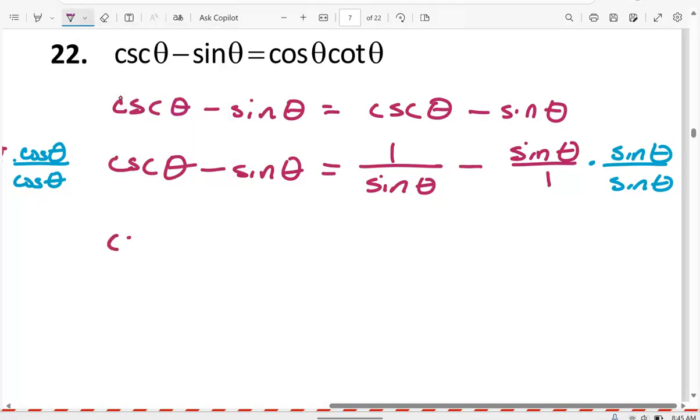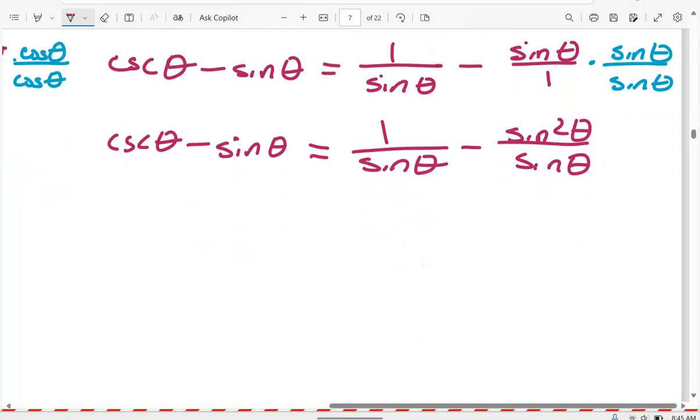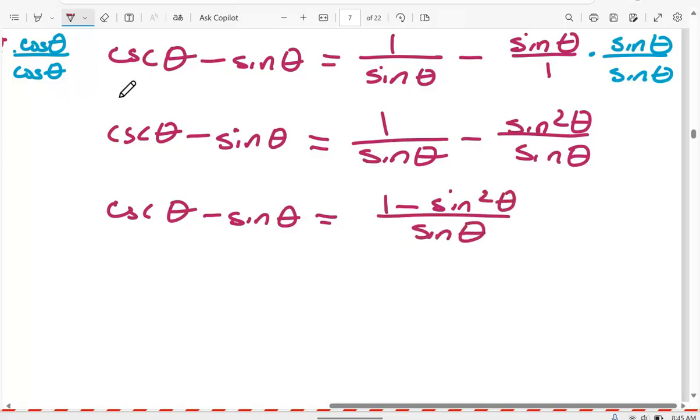That will give us cosecant of theta minus the sine of theta is equal to 1 over the sine of theta minus sine squared of theta over sine of theta. Now that we have common denominators, we can subtract the numerators and keep that denominator. By the Pythagorean identity, 1 minus sine squared of theta is one of those variations on the Pythagorean identity and is equal to cosine squared of theta.